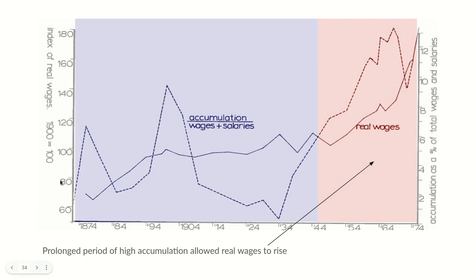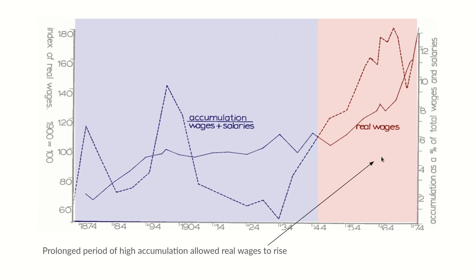And that's if you look at actual real wages rather than the share of national income. As real wages, you can see that from the late 19th century to the Second World War, living standards for workers scarcely improved at all. If we take 1900 as 100 here, we can see that there's scarcely any improvement between 1900 and 1934. On the other hand, in the post-war period, when accumulation as a share of wages shot up, real wages are able to follow. So high rates of capital accumulation enable real wages to rise.